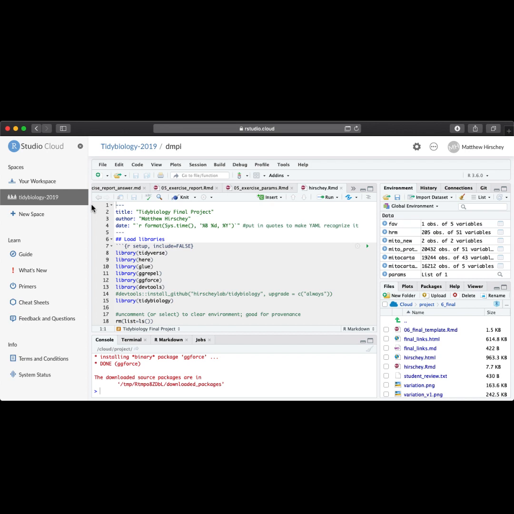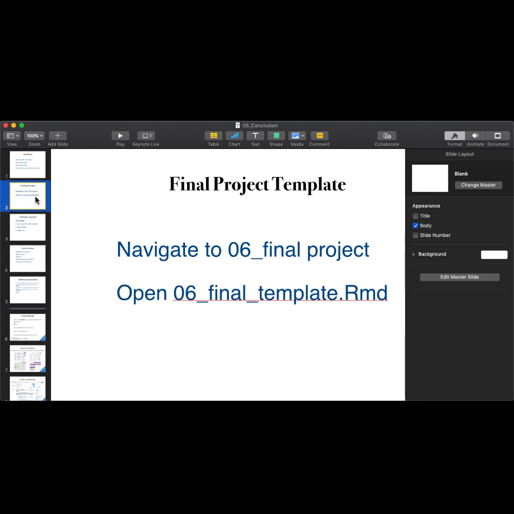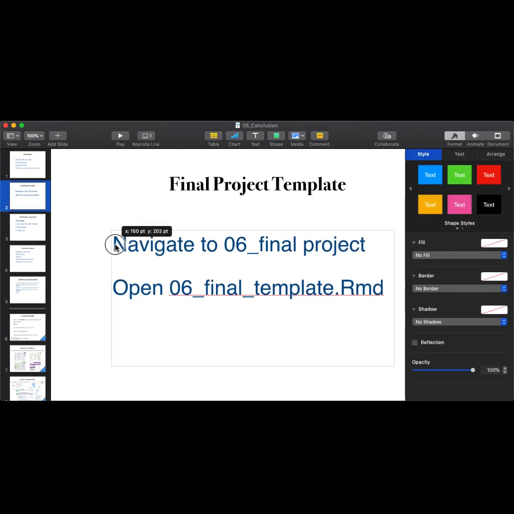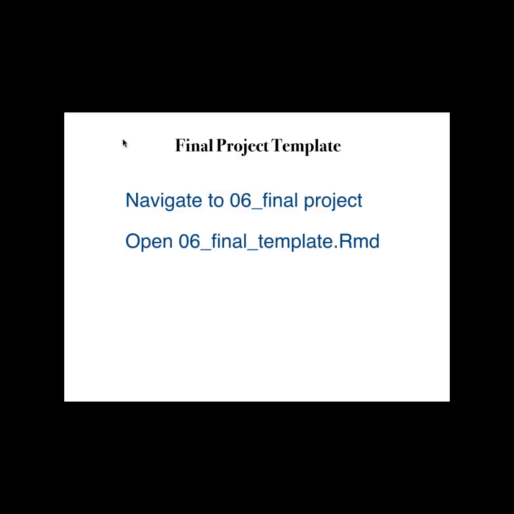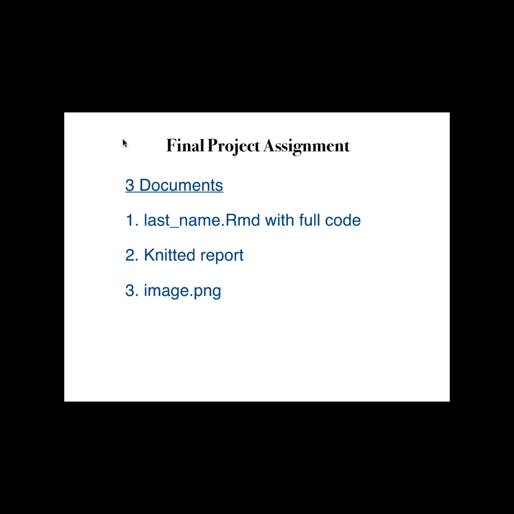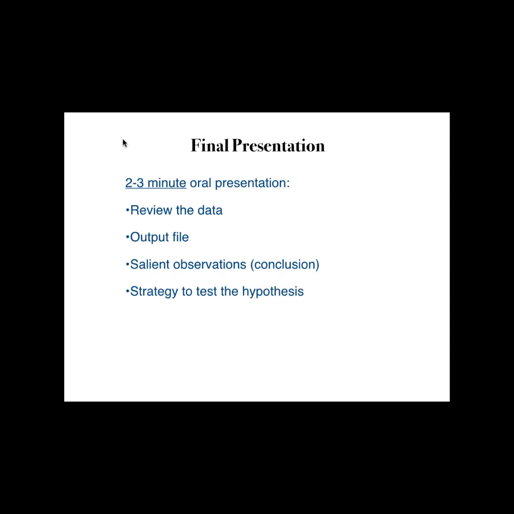So that's the idea. So what does this look like? Well, I made a template for you. So we have a 06 final project. There's a template in there if you'd like to use that. And then essentially there's one RMD document, and then I presented from that knitted report. And like you guys saw, the whole goal is just to very quickly review the data, the output, using the output file, some of the salient observations, and then hopefully some strategies to test the hypothesis. Then a couple of final concluding thoughts of this course and this activity.